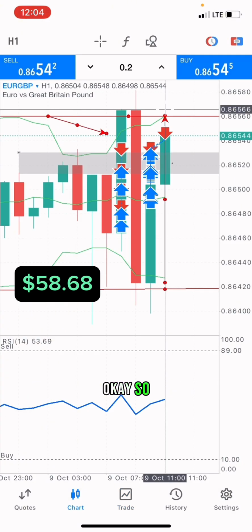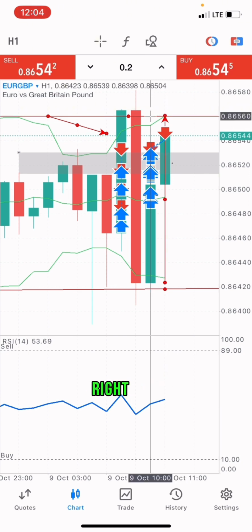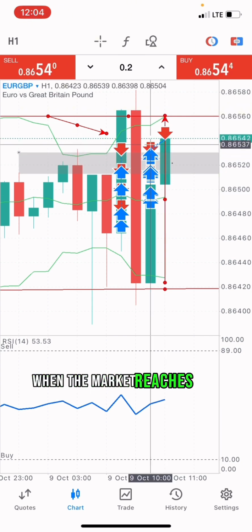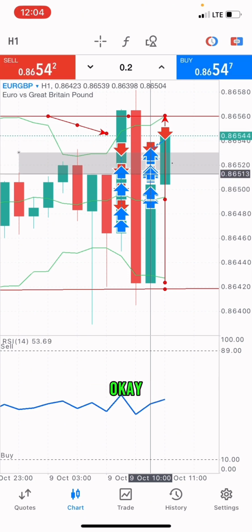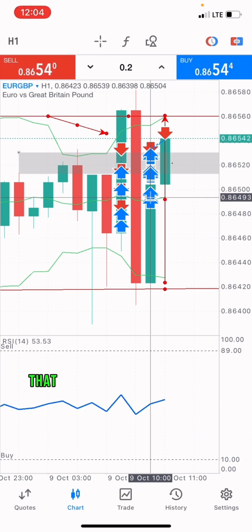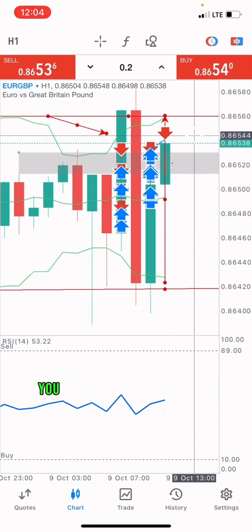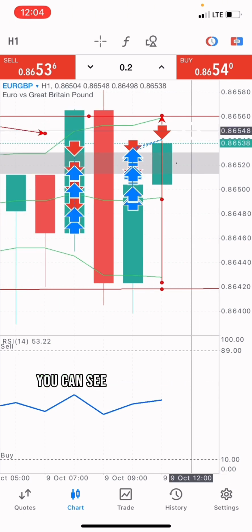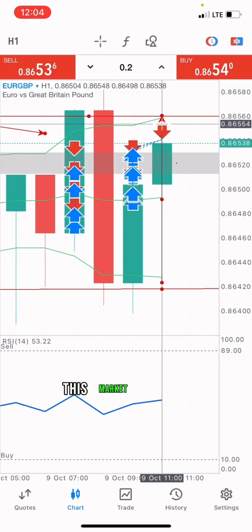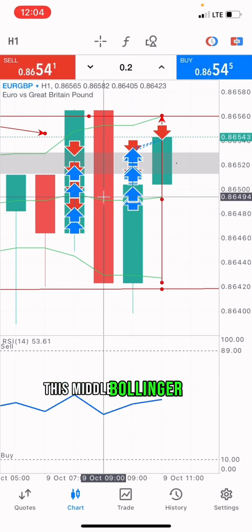As you can see at this point, right here, when the market reached this level, it retested. It went back and started creating another trend again. That doesn't mean that the market won't reach this level that I have marked. If I zoom, you can see this arrow right here. At this point, this market is going to reach this level because it has already crossed this middle Bollinger band.